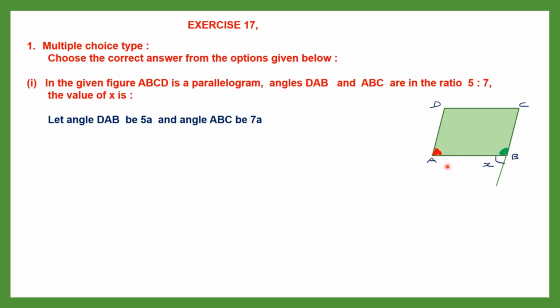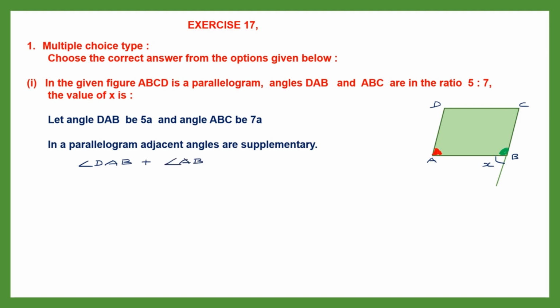Now here we also know one property of parallelograms, that adjacent angles are supplementary. Adjacent means next to each other. So these are two adjacent angles and they are supplementary. That means they add up to 180. So angle DAB plus angle ABC gives 180 degrees. And we said let angle DAB be 5A and angle ABC be 7A, so together this will add up to 180 degrees.